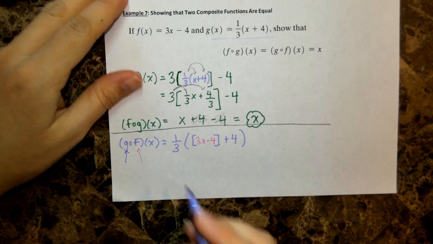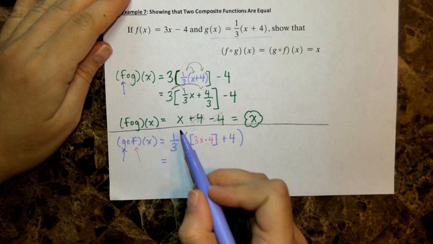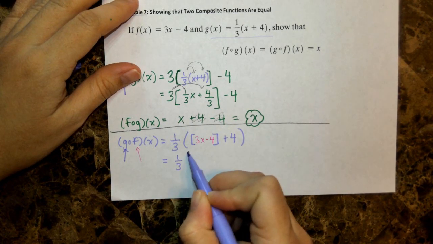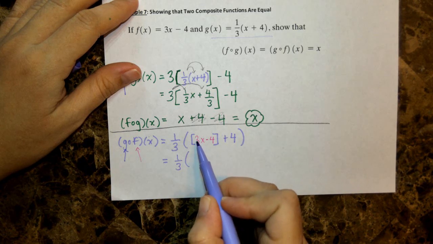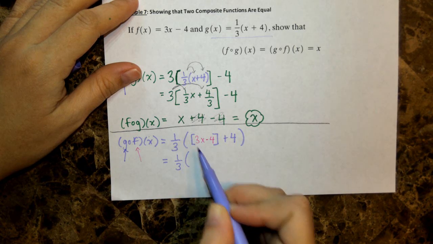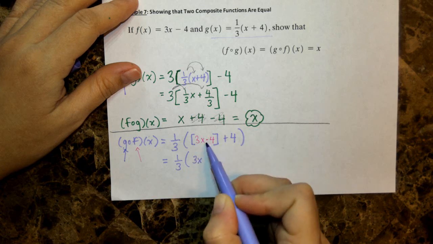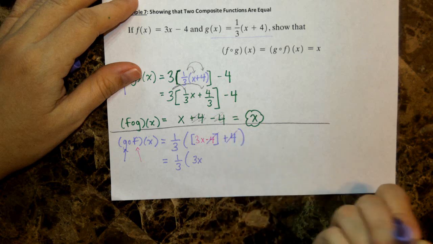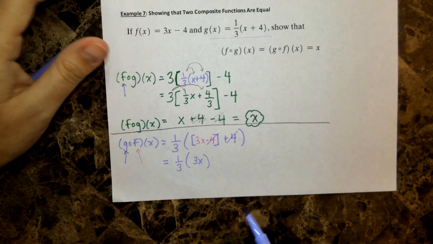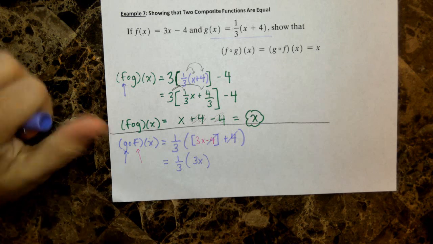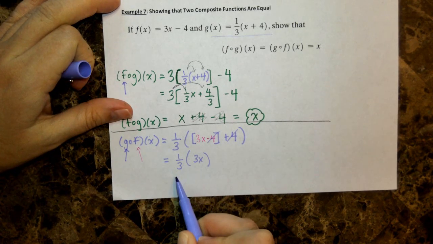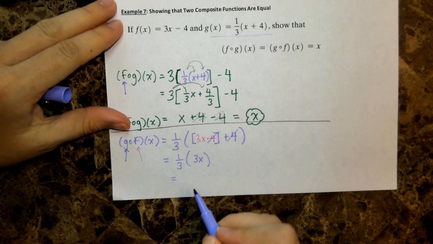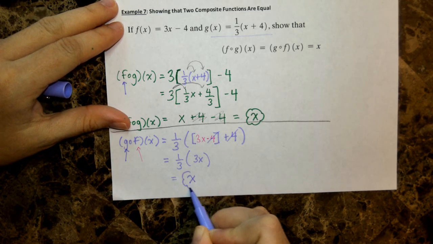All right. You could distribute the 1/3 to everything, it's up to you. I'm just going to take care of the inside of these parentheses. I have 3x. There's nothing outside of the bracket, so I can just write 3x. I have a minus 4, and then I have a plus 4. Minus 4 and plus 4 cancel out. It's just 0, or nothing. And then I have 1/3 times 3x. 1/3 times 3 is 1 whole. You can write a 1 whole, or you can just write x. And that's what we got.